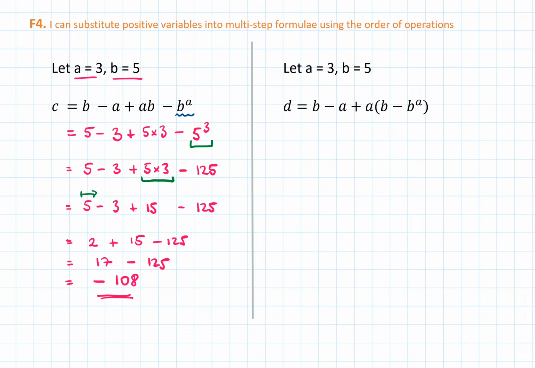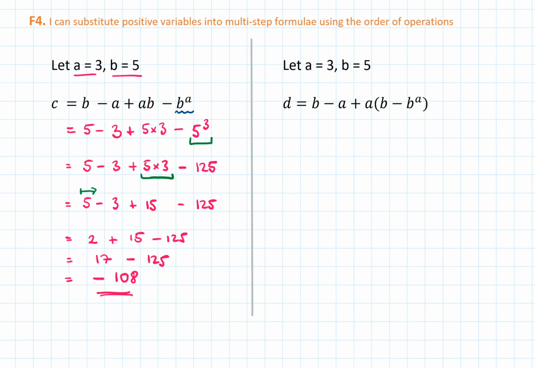Moving on to the last example. Here, similarly to the previous one, we will substitute both A and B multiple times into our expression. The formula for D is B minus A plus A times bracket B minus B to the power A. The difference between this and the previous example is the bracket. So here's how we can substitute the values. First, D equals 5 minus 3 plus 3 in bracket 5 minus 5 to the power 3. I just substituted the value for A and B.